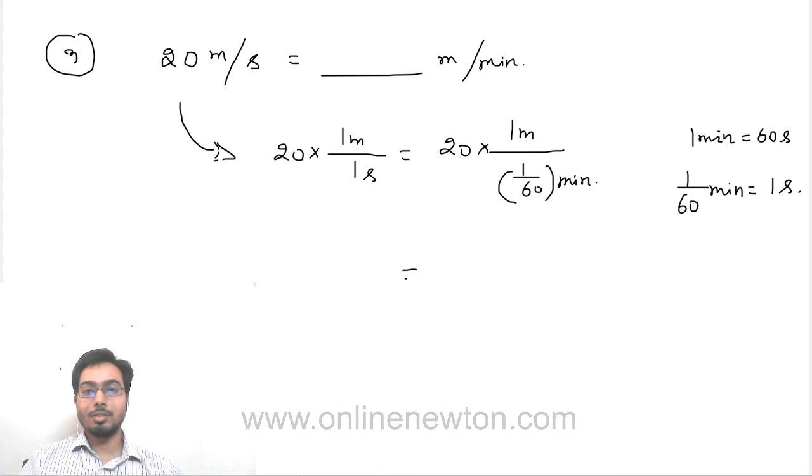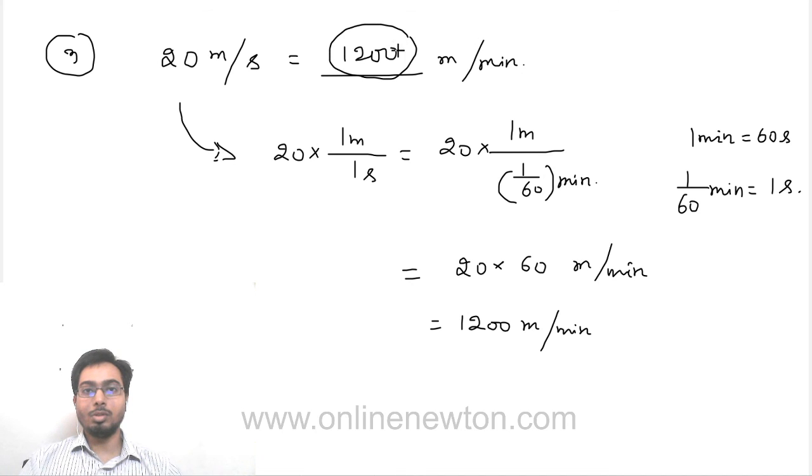That's it. So 20 and this 60 will go up, because it's a reciprocal of 1 by 60. So that will be 20 into 60 meters per minute. That's all. So it's 1200 meters per minute. That's the answer. And it's quite obvious also. You can also check it.